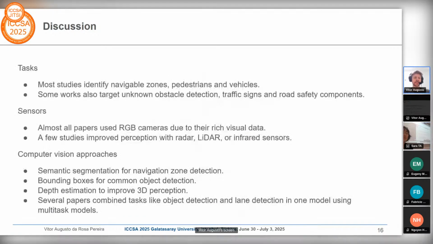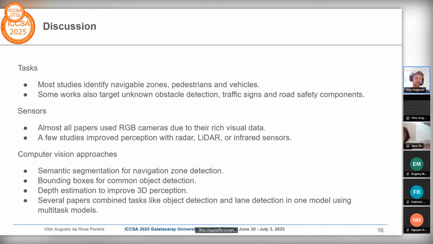About the tasks, so a discussion about them. Most studies identify navigable zones, pedestrians, and vehicles, which are essential elements for the vehicle because we can avoid collisions. And some works also target the unknown obstacle detection, traffic signs, and road safety components that are also important for the collision avoidance and decision making of the vehicle and the safe navigation of this vehicle.